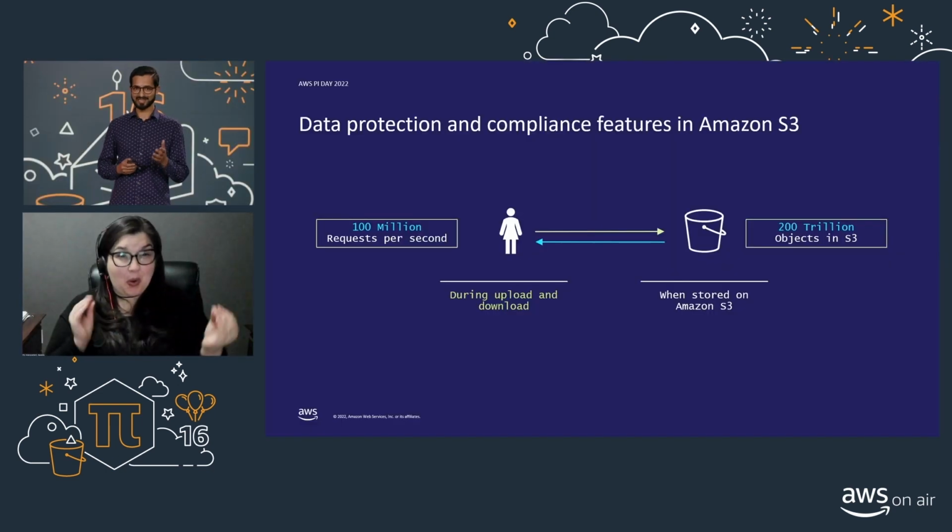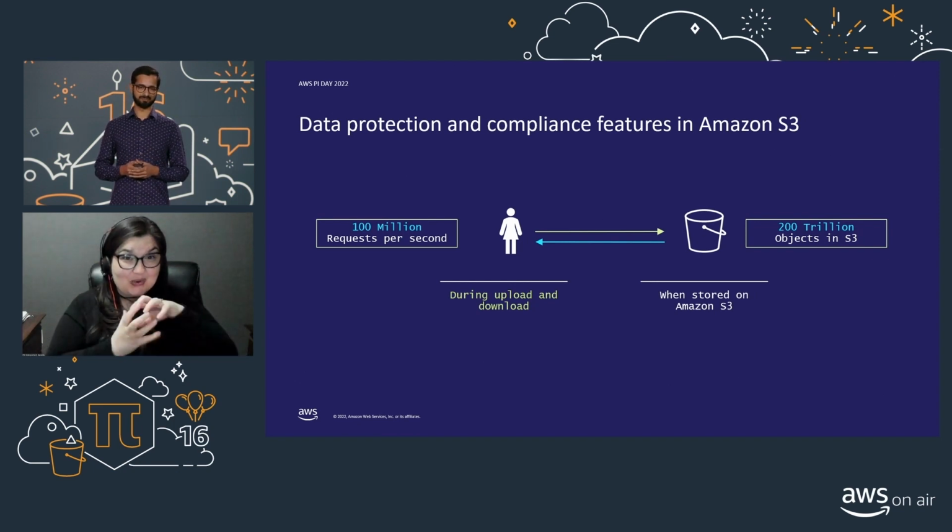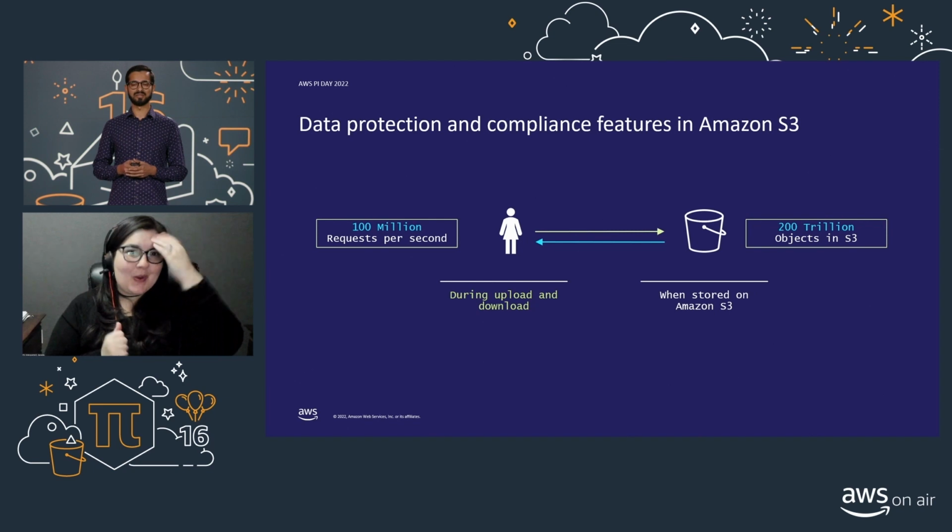Do you know Amazon S3 performs more than 100 million requests per second? Yeah, that's your get and put requests. And we store more than 200 trillion objects in Amazon S3. That's almost 26,000 objects for every person on this planet, or 100 objects for every known galaxy in the universe. And I would like to thank you for trusting us with those objects.